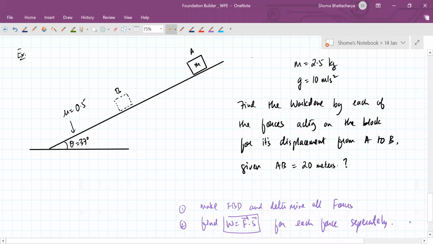So there's a bit of background knowledge of Newton's laws and friction you must have, obviously, to do a problem like this. But once you have determined the forces and their magnitude and direction from the free body diagram application, next thing you have to do is apply the definition of work done, that is F dot S. Because all the forces you will find out here are constant forces. They are neither changing magnitude nor direction.